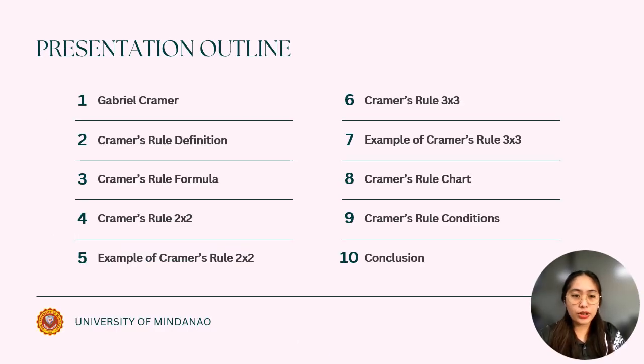So in this presentation, I will be discussing 10 different subtopics, which are Cramer's rule definition, its formula, the definition of Cramer's rule 2 by 2 matrix, its examples, Cramer's rule 3 by 3 matrix, examples of the 3 by 3, the Cramer's rule chart, the conditions, and lastly, the conclusion.